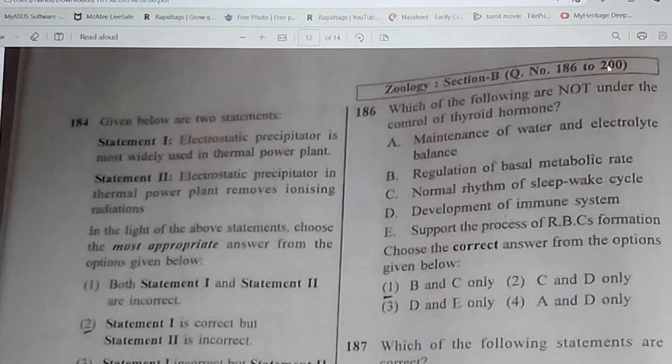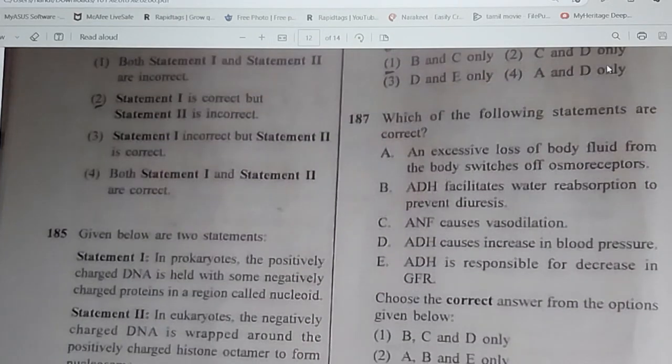186. Which of the following is not under the control of thyroid hormone? Of course, it maintains water and electrolyte. It also maintains BMR. It is not maintaining sleep-wake cycle. It is maintained by melatonin. Development of immune system is also under the control of thymus. So C and D, option B is the correct answer.